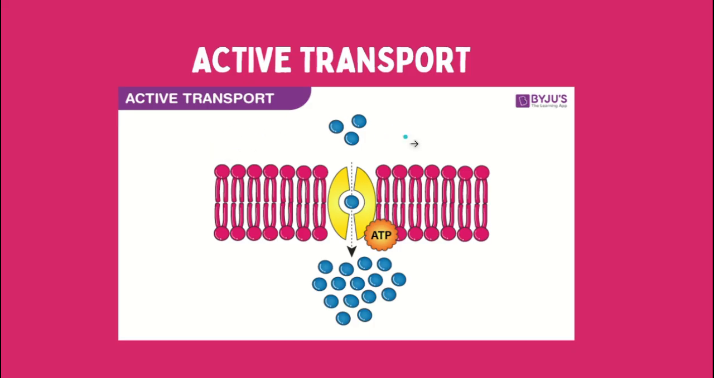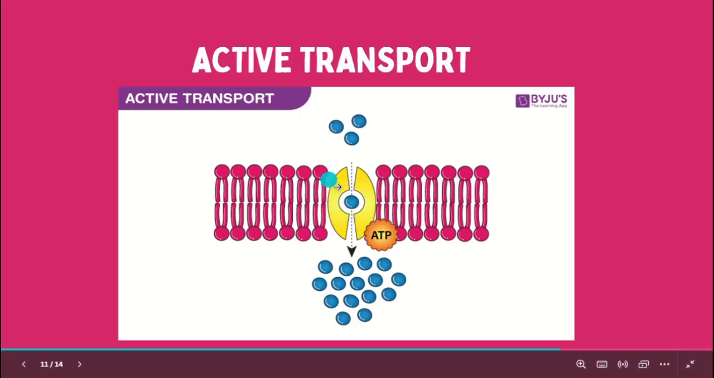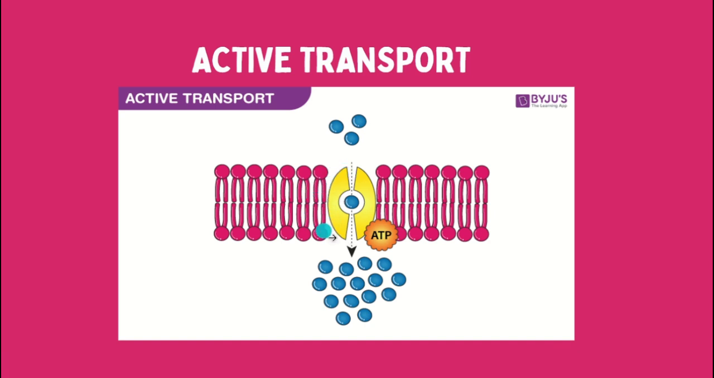Then you have active transport. This is a diagram of active transport, and here you can literally see the active transport pump. We talked about the channel protein and the carrier protein, and this active transport pump resembles a carrier protein. But the difference between facilitated diffusion and active transport is that active transport requires the input of ATP.